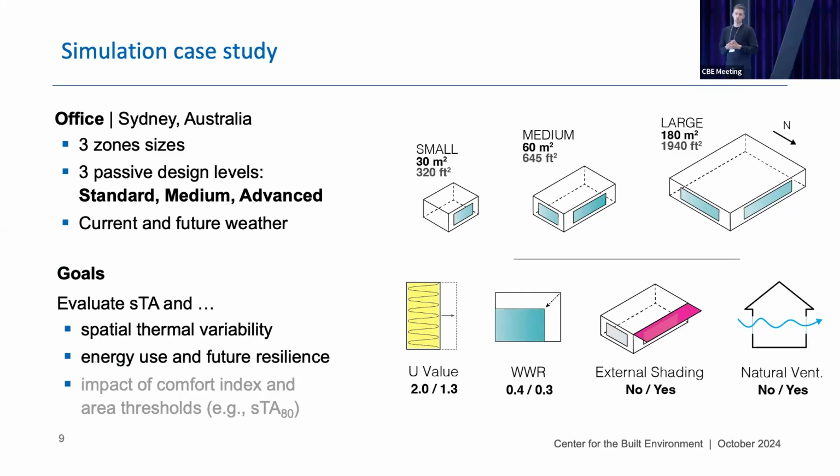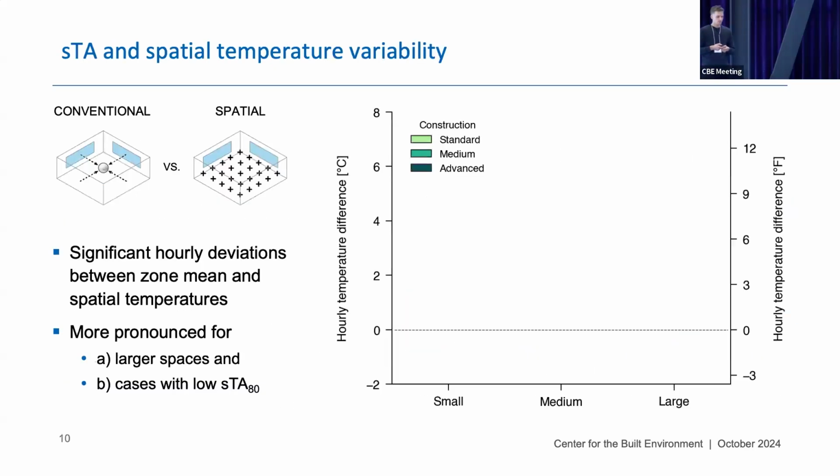The goals here were to evaluate STA and its correlation with spatial thermal variability, so what I introduced earlier, but also how STA can help us to improve energy use and future resilience. So the first thing I want to address here is STA and the spatial temperature variability. So as I said earlier, the key advantage of having a spatially resolved metric is that we not only look into one point in the space, that's the average, we look into multiple points.